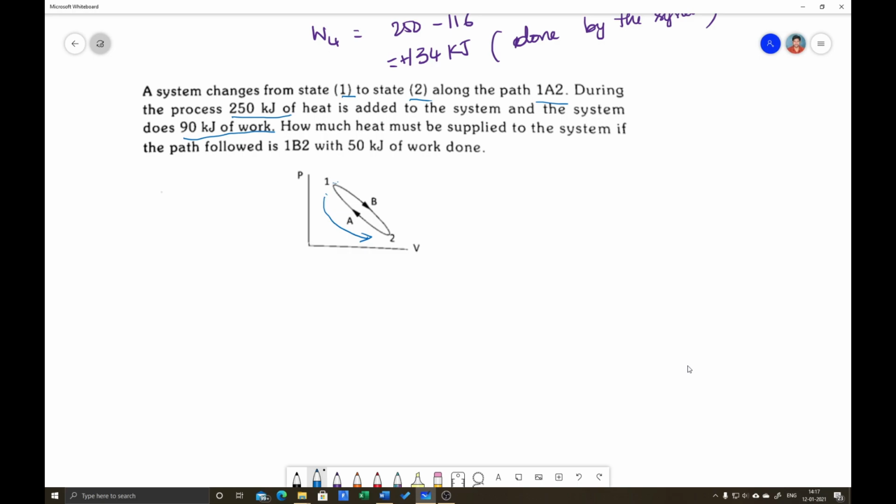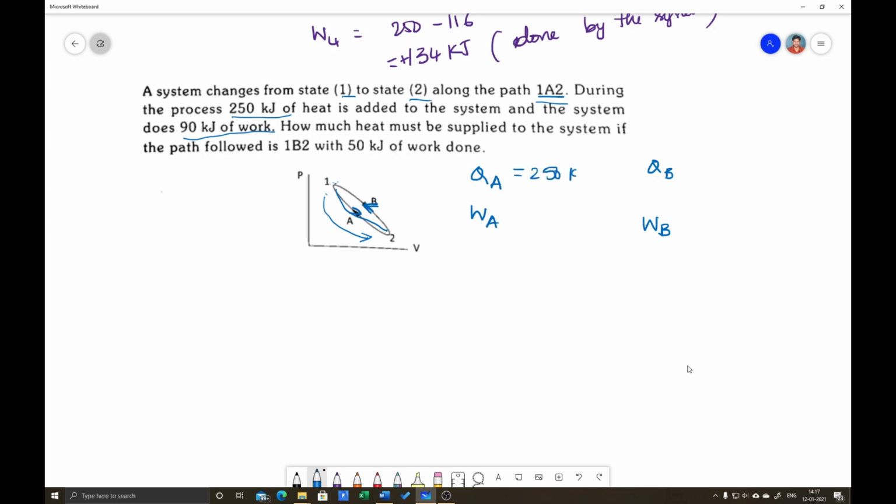That means there are two processes. Say suppose there is QA, WA and QB, WB, the heat transfer and work transfer during process A, and similarly for B. So here 1A2, there is a mistake in the problem. This should be in this direction and this should be in this direction. Okay, 1A2, this process. So during this process 250 kilojoules of heat is added.